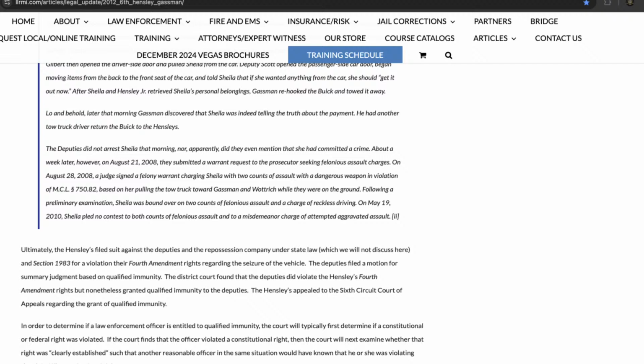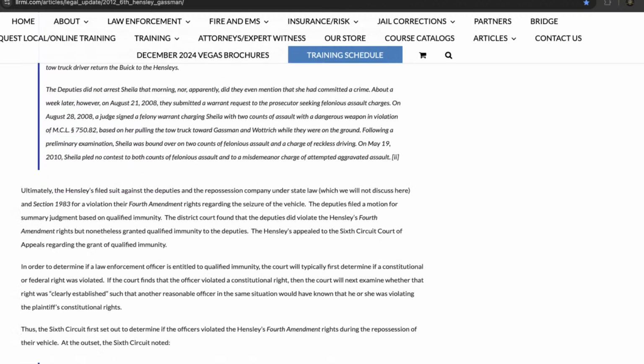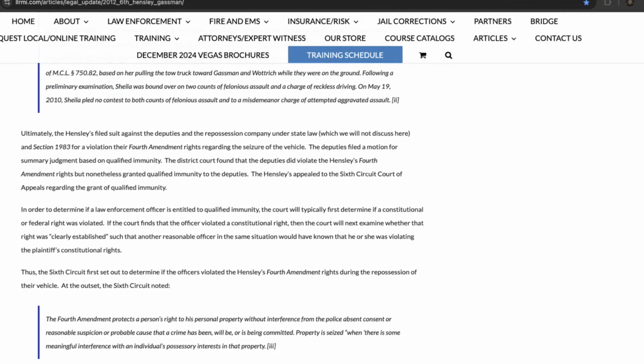Following a preliminary examination, Sheila was bound over on 2 counts of felonious assault and a charge of reckless driving. On May 19th, 2010, Sheila pleaded no contest to both counts of felonious assault and to a misdemeanor charge of attempted aggravated assault. Ultimately, Hensley filed suit against the deputies and a repossessing company under state law, which we will not discuss here, and Section 1983 for a violation of their Fourth Amendment rights regarding the seizure of the vehicle.